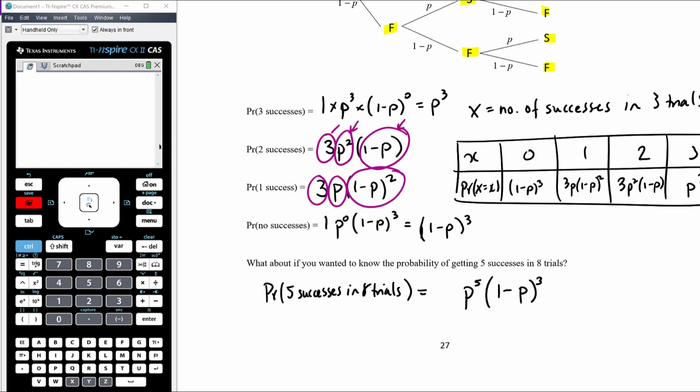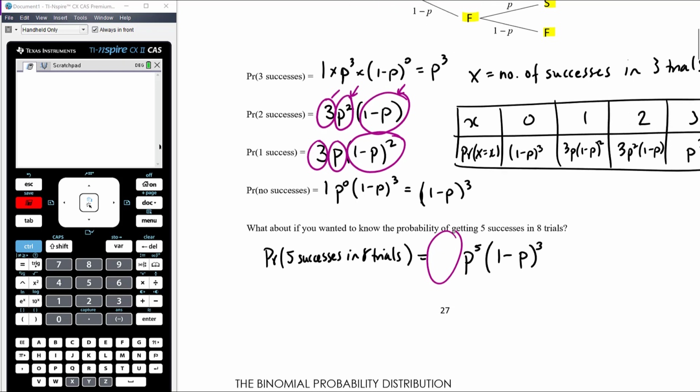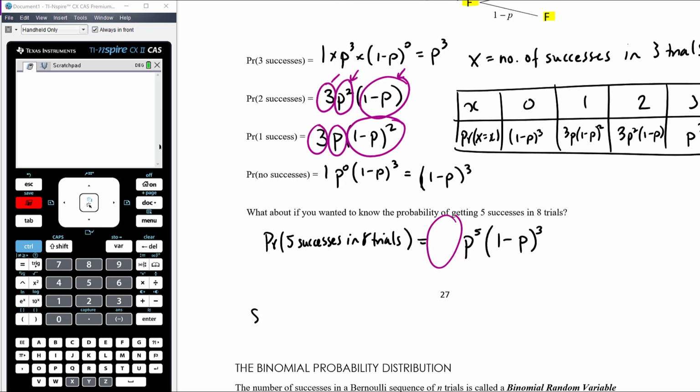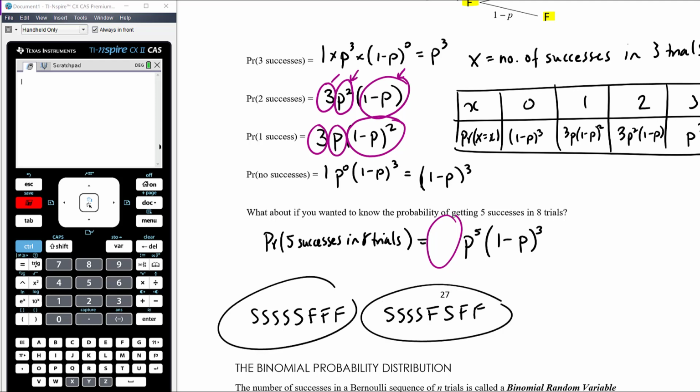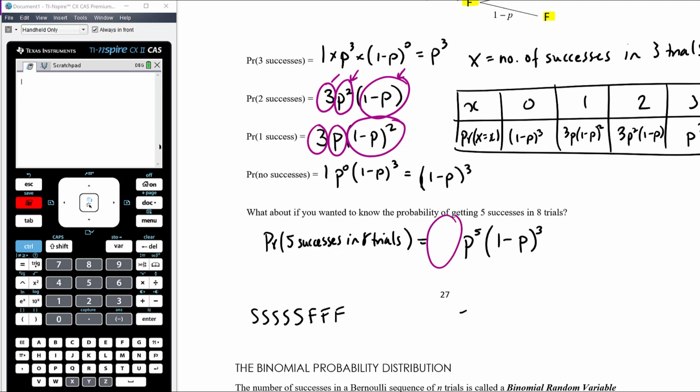The challenging bit is what goes here. How many different ways are there to get 5 successes in 8 trials? For example, one combination would be 5 successes and then 3 failures. But you could then have 4 successes, 1 failure, another success, and 2 failures. So the question is how many different combinations can we have? That's what we need to think about here, essentially how do we work out what this number out the front is?